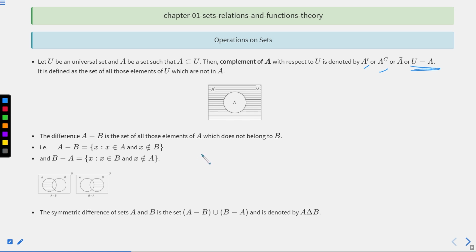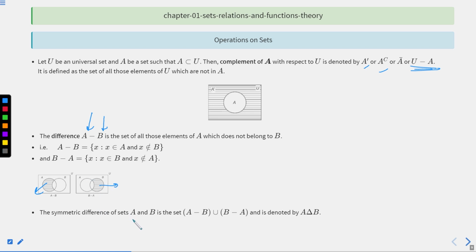The difference A minus B is the set of all those elements of A which do not belong to B. That means the elements belong to A but do not belong to B. That is, A minus B is {x such that x belongs to A and x does not belong to B}, and B minus A is {x such that x belongs to B and x does not belong to A}. By the Venn diagram, A minus B is the set of all the elements present in A but not B, and B minus A is the set of all the elements present in B but not A.